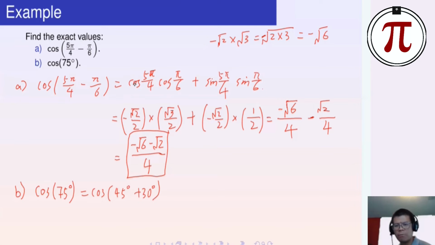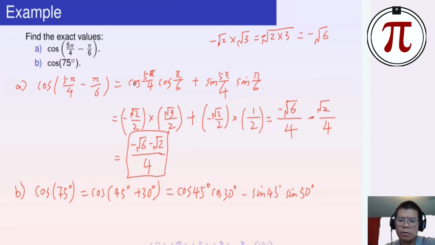Now, from the summation formula for cosines, this one equals what? Cosine 45 degrees times cosine of 30 degrees, minus or plus? Minus. Should be minus, since the formula for the summation of cosine has a minus, sine 45 degrees and sine 30 degrees. So cosine 45 degrees equals what? Square root of 2 over 2. Now what about cosine 30 degrees? Square root of 3 over 2.